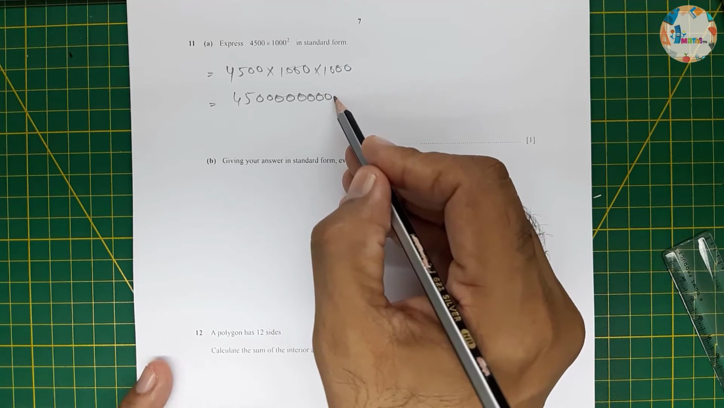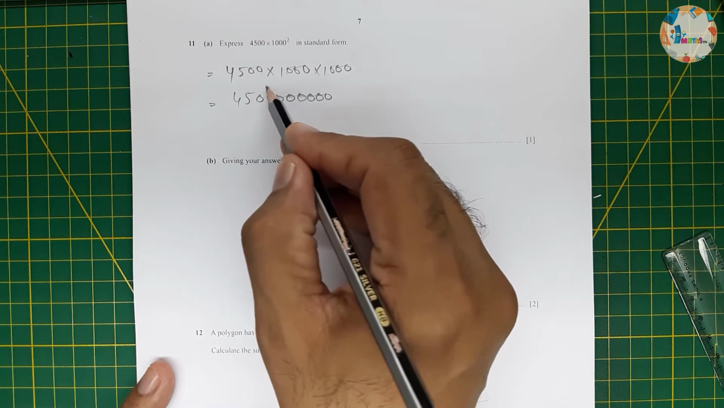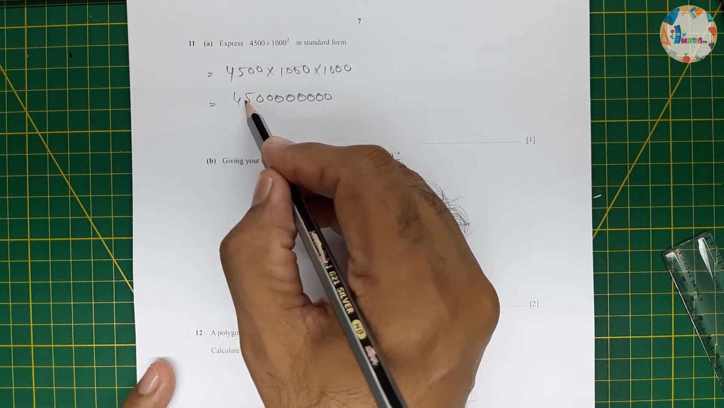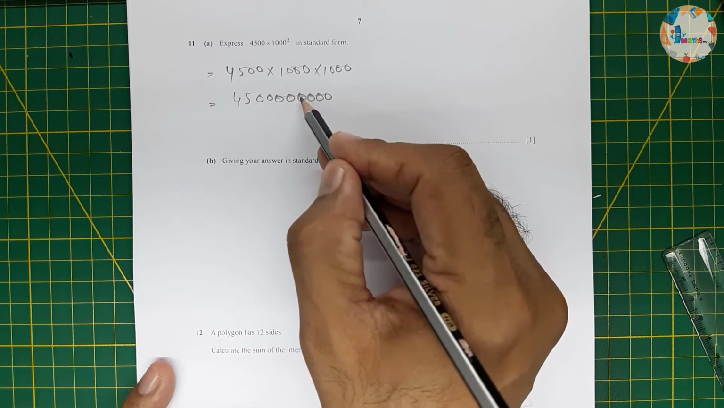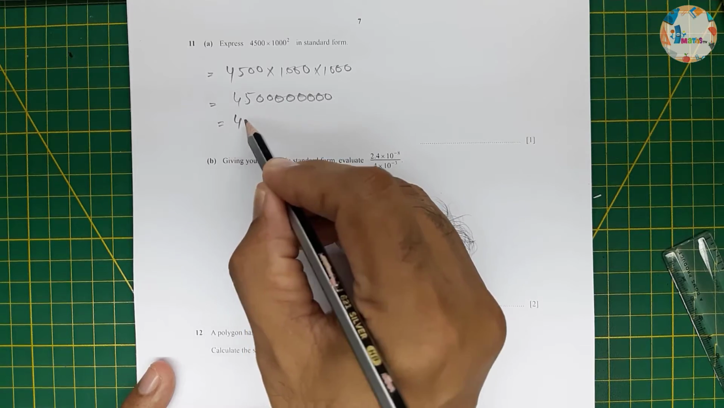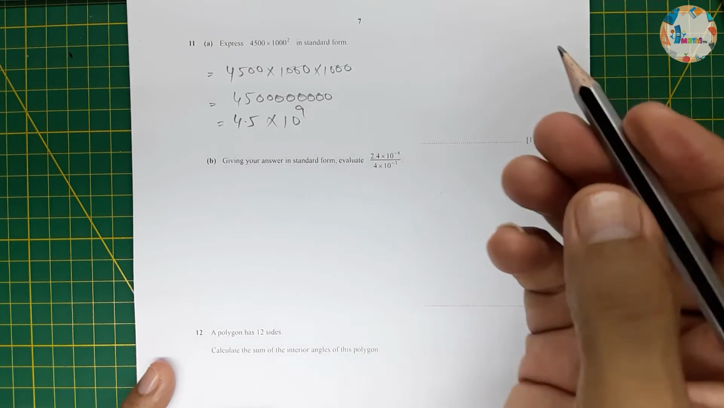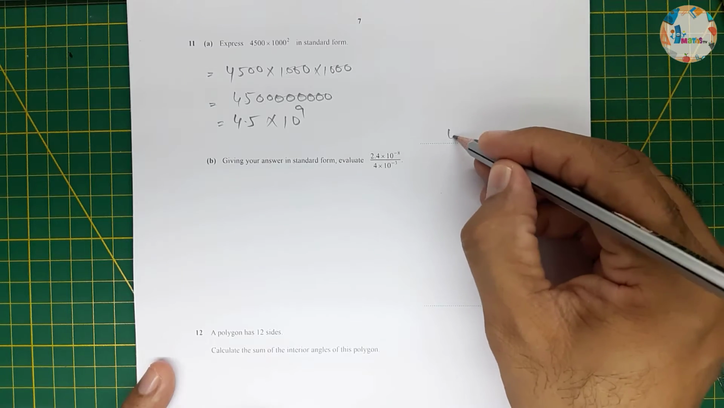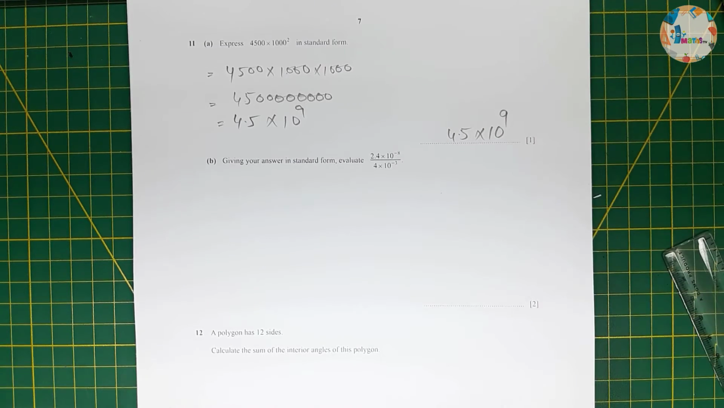Now we have to move decimal, like for example we can write 0.0, and this decimal we have to shift in between 4 and 5. So it will be taking jumps like 1 2 3 4 5 6 7 8 and 9 jumps. So this will be 4.5 into 10 raised to power 9, and this will be our final answer, 4.5 into 10 raised to power 9. Hopefully you are getting this.